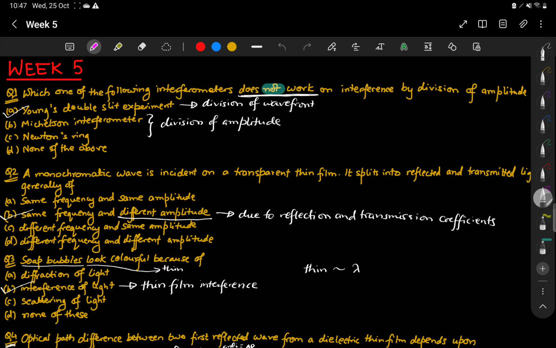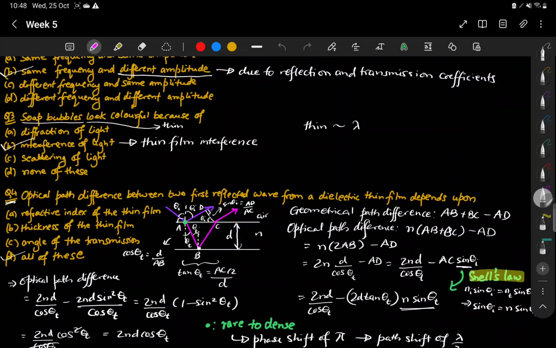Whenever a monochromatic wave is incident on a transparent film, we see some part getting reflected and some part getting transmitted. The frequency remains the same, however the amplitude would be different based on the reflection and transmission coefficients. Soap bubbles look colorful because of interference of light, and in particular this is thin film interference. Thin means the thickness is of the order of the wavelength.